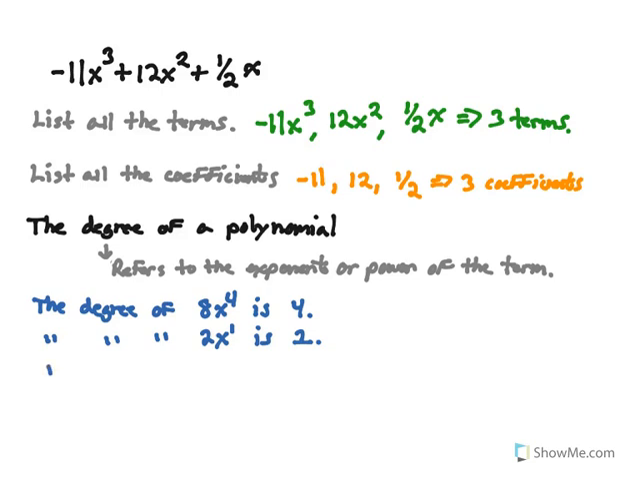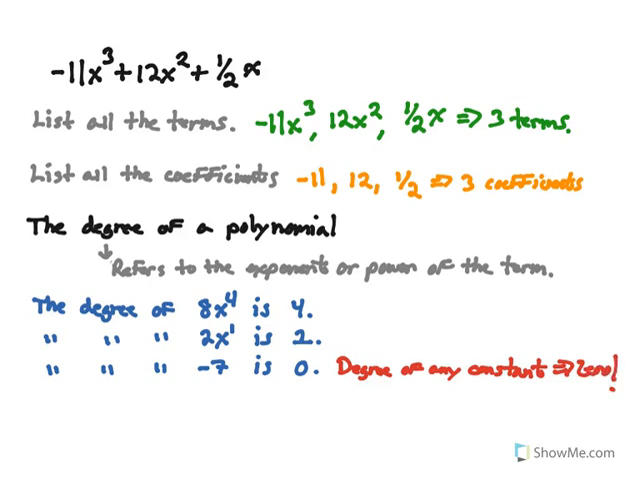And then if you have the degree of, let's say, a constant like -7, that's always going to be 0. Okay, so the degree of any constant, which means just a number, will always be 0, and that's always going to be the case. All right?